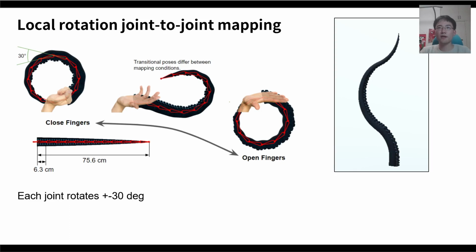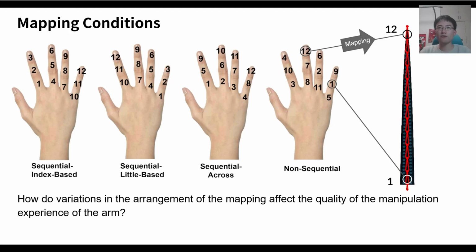The avatar is controlled by joint-to-joint mapping based on local rotation angles. The maximum flexion of each finger joint corresponds to 30 degrees of the avatar arm joint, while the maximum extension corresponds to minus 30 degrees. This allows the arm joint to move in both directions, making it possible to create complex shapes. We compared four mapping conditions.